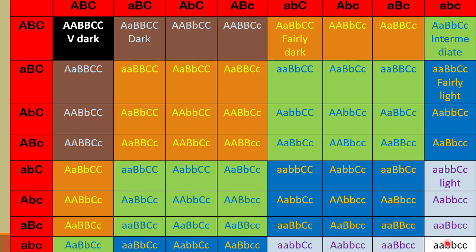This is an extreme case, and of course, as you can see here, very fair and very dark occur only one out of 64. So you can see the chances are also less. Chances are highest for these intermediate ones.